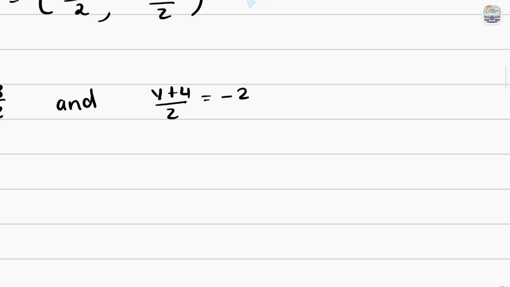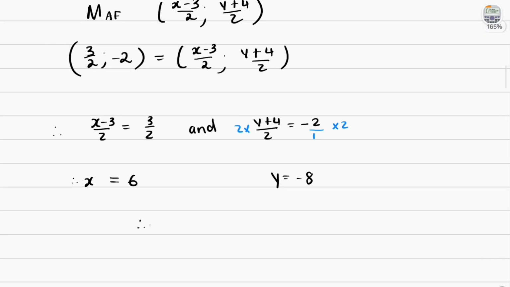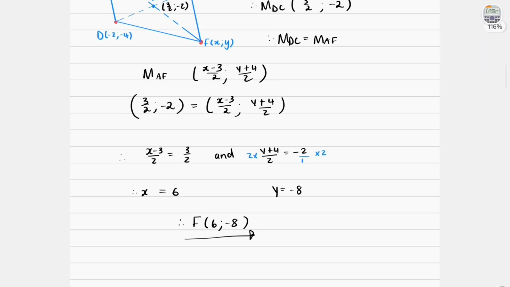Okay, on this side, we can also just multiply the denominators by 2. So times 2 times 2. And so this is y plus 4 equals -4. Transpose that 4, it becomes negative. So y is equal to -8. And there we go. It means that this point F is 6 and -8. And that is our answer. Moving on to the next question.